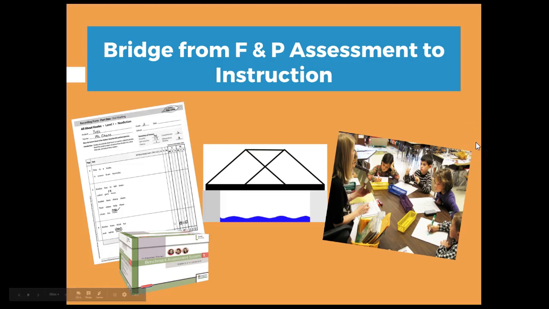Sometimes assessment is administered and the results are recorded, but the process stops. We are not sure what to do with the data or where to go next with our teaching. The Continuum is our bridge between the assessment data and the specific teaching that our students need.